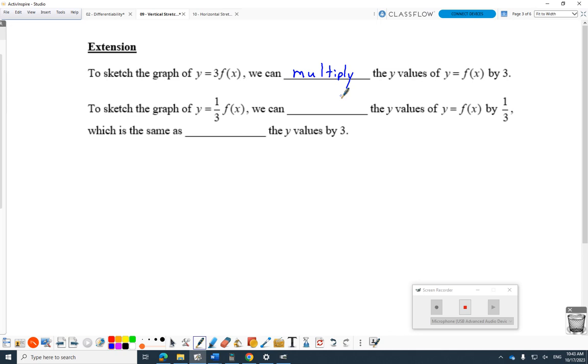To sketch the graph of 1/3 f at x, we could multiply by 1/3. That's fine. But if fractions aren't your favorite, you could get the same answers by dividing, which is the same as dividing the y values by 3. So you could get the same answers by dividing by 3.